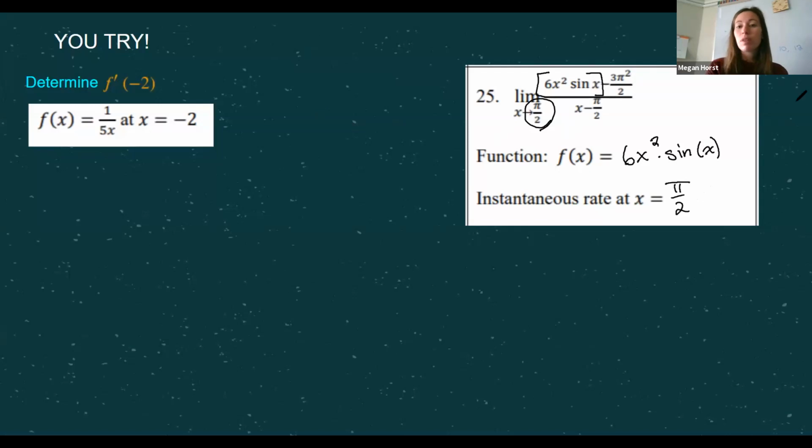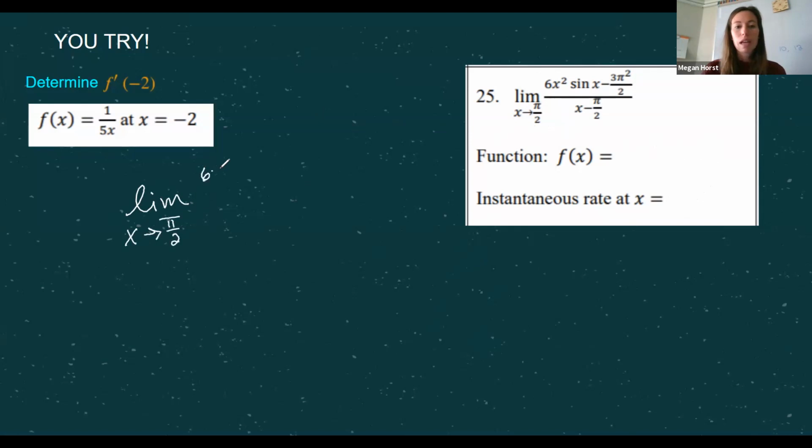We could go through and simplify that down and figure out what that is. Actually, let's do that just because it's a trig function, so you can see that done out. So we have the limit as x goes to pi over 2 of 6x squared sine of x, subtract 3 pi squared over 2, all over x subtract pi over 2. Actually, let's just leave that alone.